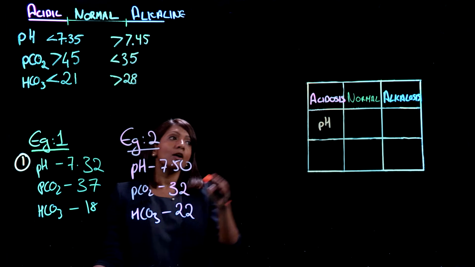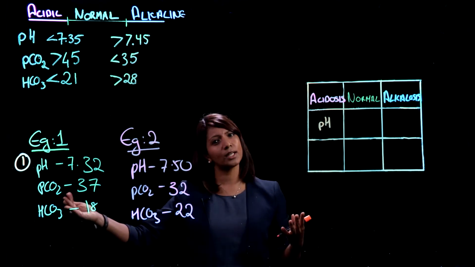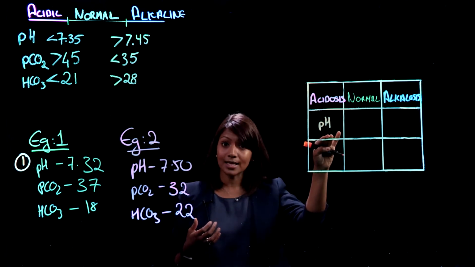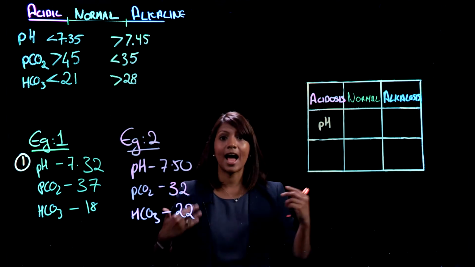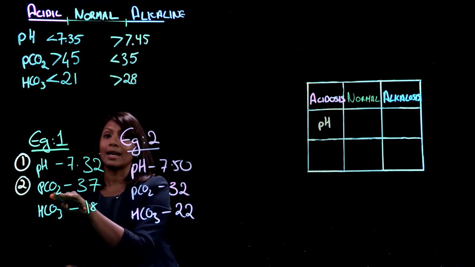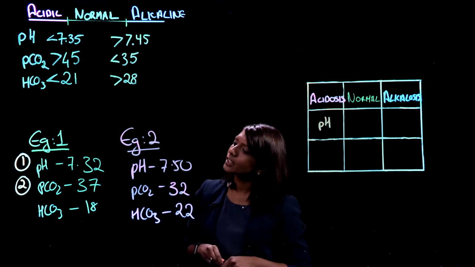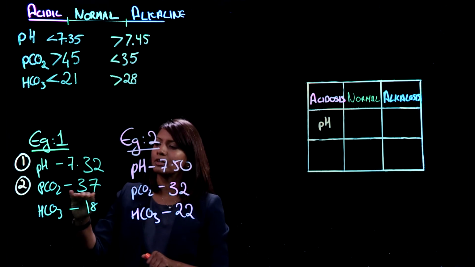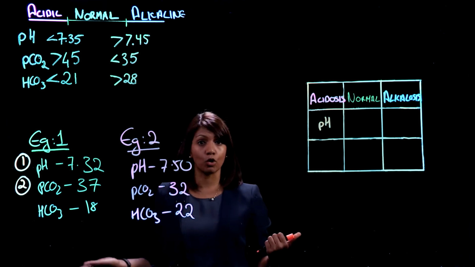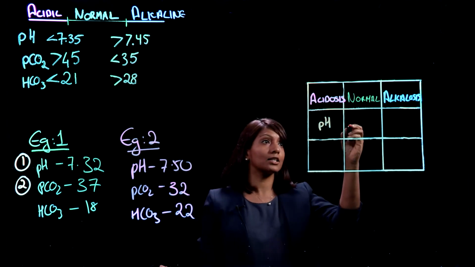Okay, so now that we know that the pH is acidic, we've got to figure out whether it is the metabolic component or the respiratory component that is causing the pH to be acidic. And how do we do that? Well, let's analyze them. Step 2 is to analyze the carbon dioxide in the arterial blood. The carbon dioxide level is 37. 37 falls between 35 and 45, which is the normal range. Therefore, the PCO2 is normal.